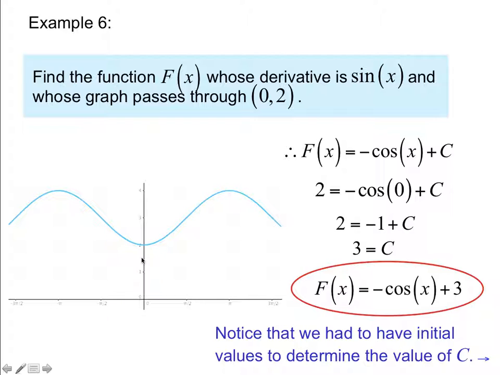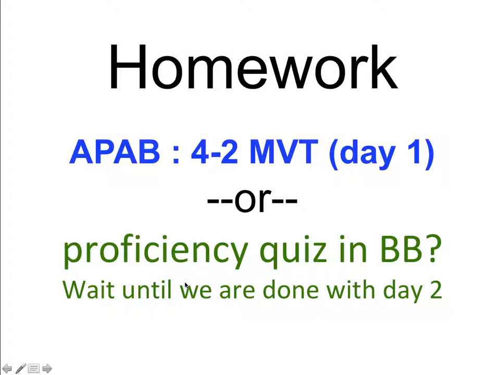When I graph this cosine, I can see that at x equals 0 this value is negative 1, and so we end up with a graph with a value of 2 when x is equal to 0. We know that we have a minus cosine graph, which means that it starts low and goes up high. At this point, you can start to look at your 4-2 mean value theorem day 1 homework.